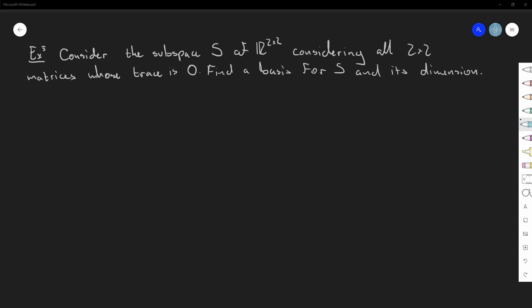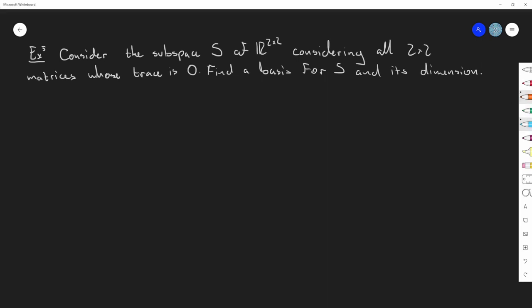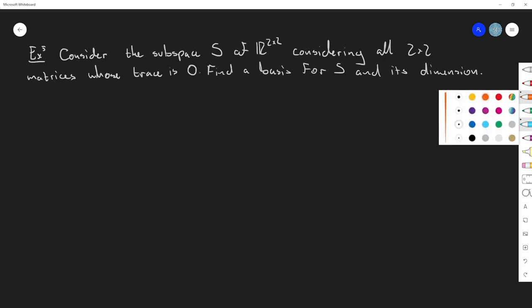All right, so in this final example for subspaces and bases, we are given a subspace S of R2×2, so it's a 2×2 matrix. Considering all 2×2 matrices whose trace is 0, it wants us to find a basis of S and its dimension. This is similar to the second example that we did. The only difference is this is a 2×2 matrix, and we're only focusing on the trace, so no commutative property to add difficulty.